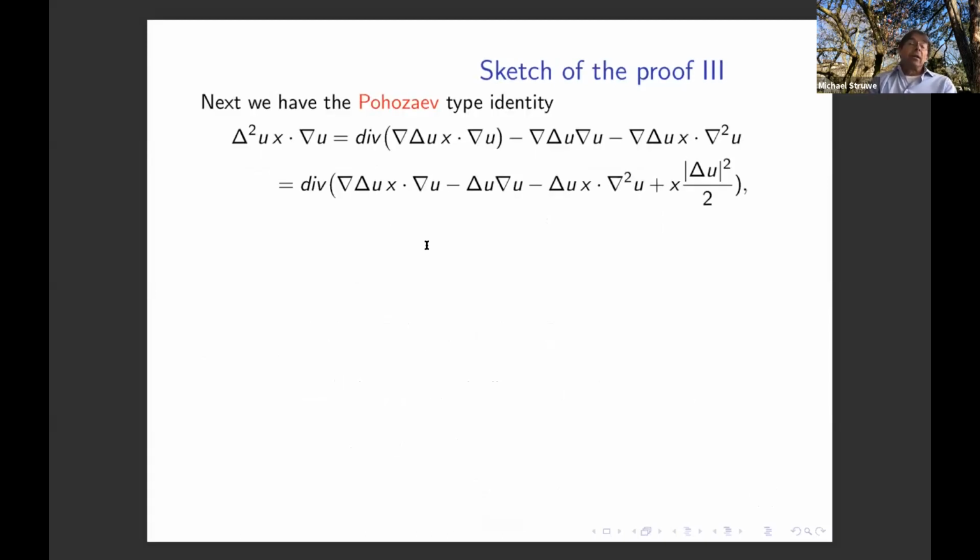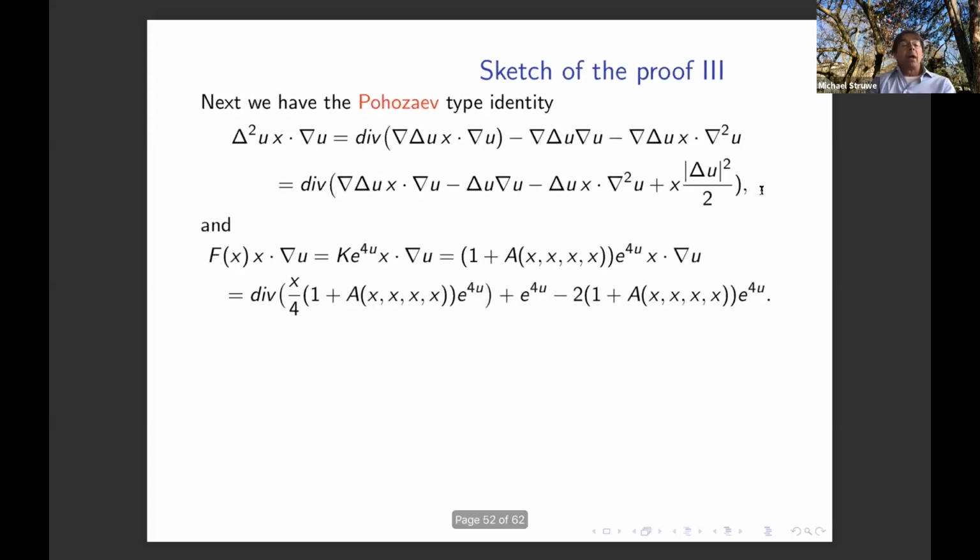The next part is a simple technical step using the Pohozaev identity. So we multiply both terms of our equation with the multiplier x dot gradient u, responsible for scaling. And then miraculously, we come up for the product with a divergence expression. So it is this long expression that we can compute from this trick.